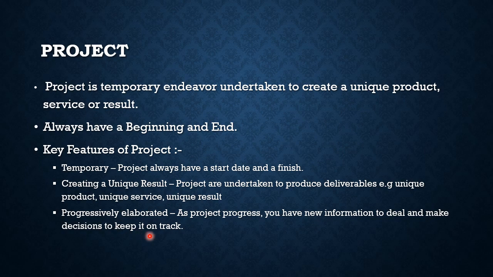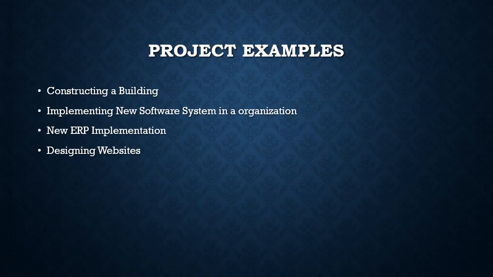Progressively elaborated: as the project progresses, you have new situations which you have to deal with. There can be new risks, and we have the project manager. He has to monitor and make decisions to keep it on track. So project examples are construction of a building, implementation of a new software system in an organization, new ERP implementation, and designing of the website.